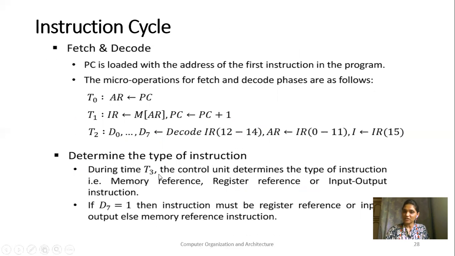During time T3, the control unit determines which type of instruction it is. That means which control signal is going to be generated. If it is D0 to D6, then it is a memory reference instruction. If it is D7, then it is a register reference or IO instruction, that will depend on the ith bit. If it is 0, then it is a register reference instruction. If it is 1, then it is an input output instruction.